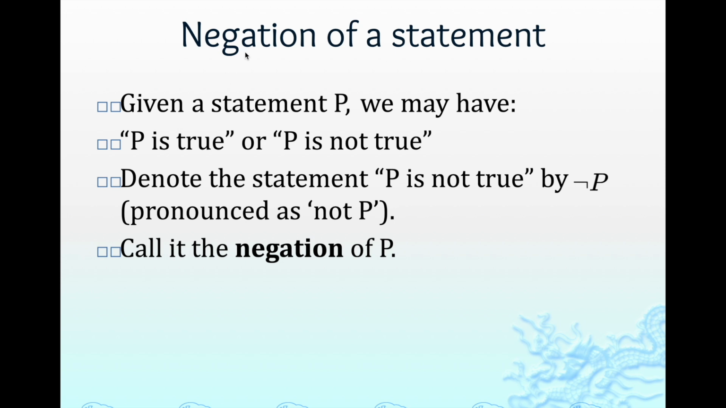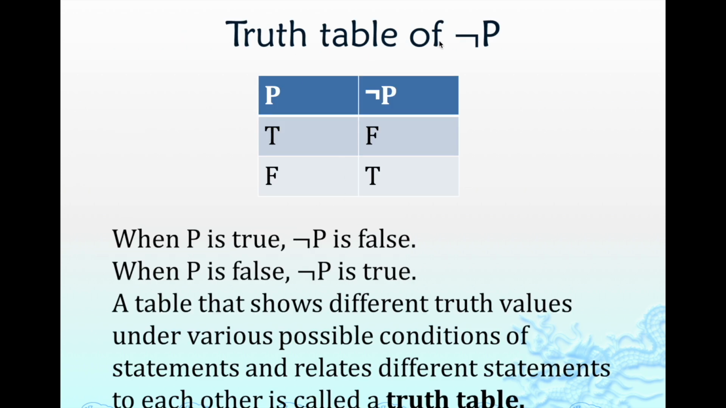Let's talk about the negation of a statement. Given a statement P, we may have P is true or P is not true. We denote the statement P is not true by not P, and we call it the negation of P. The truth value of not P is very simple. When P is true, not P is false, like this. When P is false, not P is true.